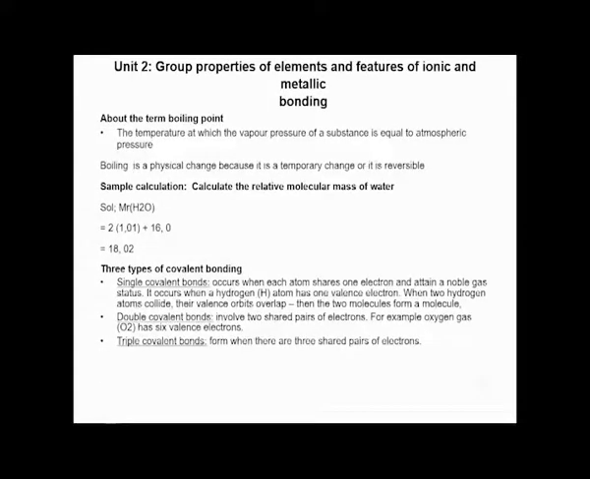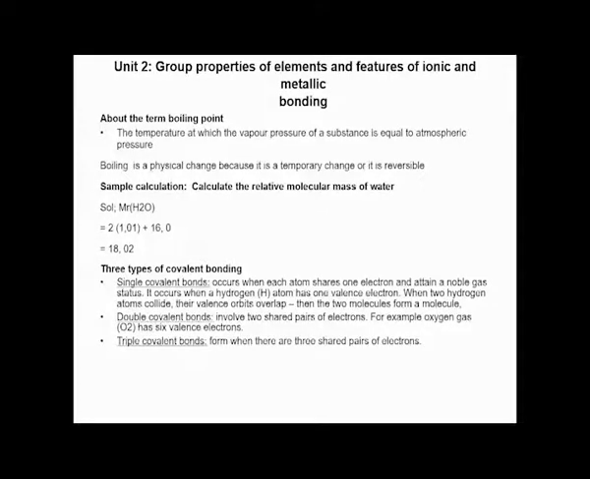We continue. Let us look into Unit 2: groups, properties of elements, features of ionic and metallic bonding. Let us look into the characteristics of boiling point. Boiling point is the temperature at which the vapor pressure of a substance is equal to the atmospheric pressure. Depending on the atmospheric pressure, different substances might have different boiling points.